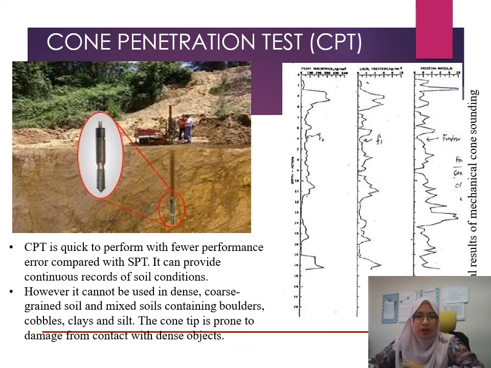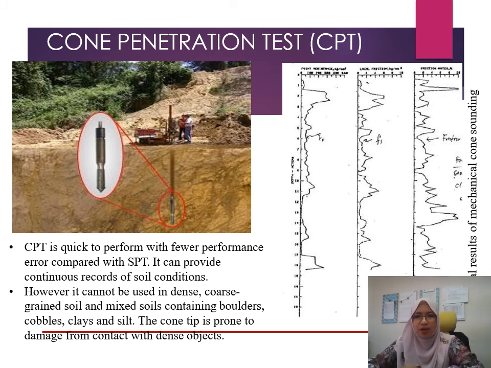So this is the data generated by advancing the cone penetration into the ground. The friction between the cone and the sleeve of the rod is being recorded. But it has one disadvantage, which is this testing is not suitable for dense or coarse grain soil and mixed soil containing boulders, cobbles, and so on. The cone tip is prone to damage from contact with dense objects.